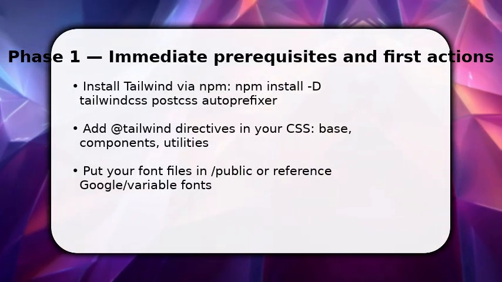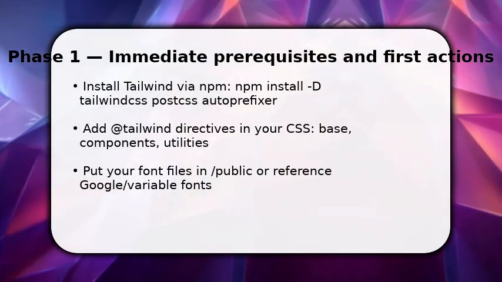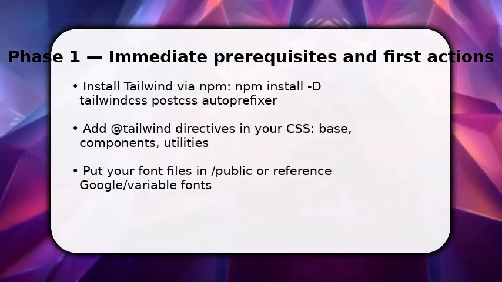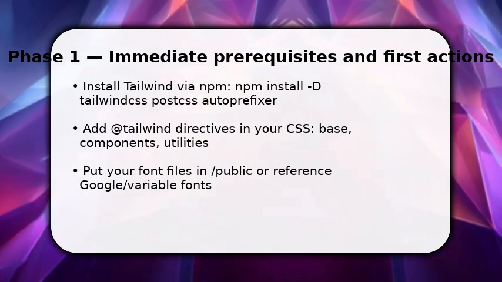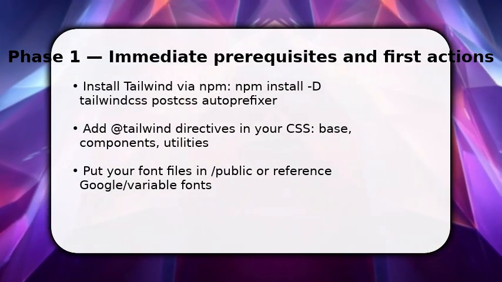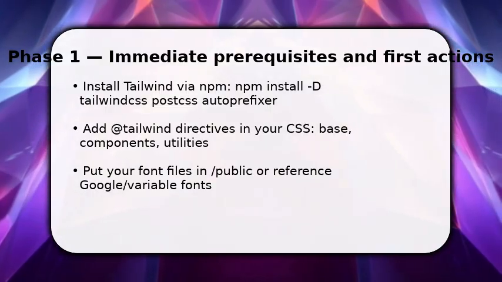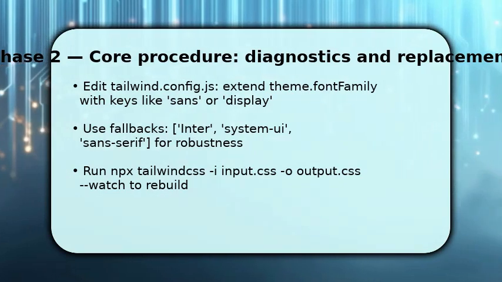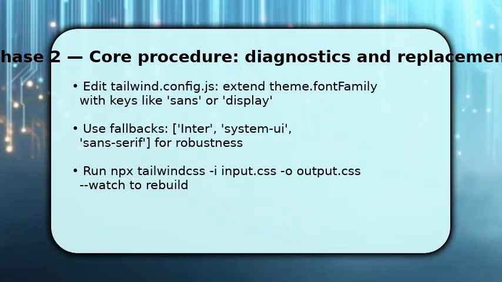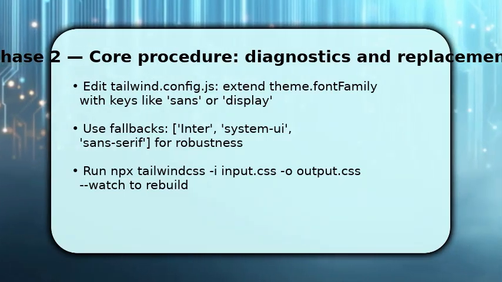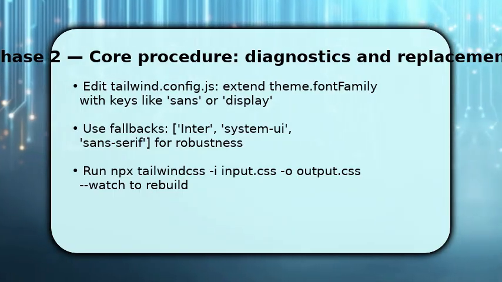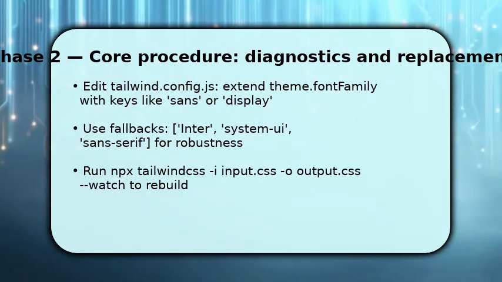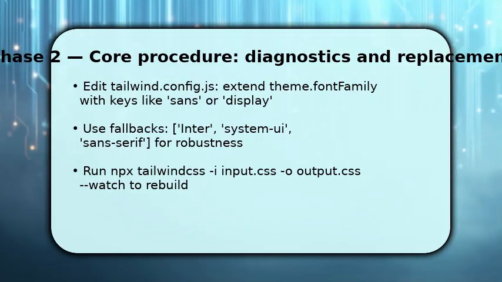You'll also want to open tailwind.config.js now, because the next step is to map font family names so Tailwind can generate the correct utility classes. You now edit tailwind.config.js and add your custom font family entries under theme.extend, for example, set sans: Inter, system-ui, sans-serif, and display: your font name, Georgia. This makes utilities like font-sans and font-display available.